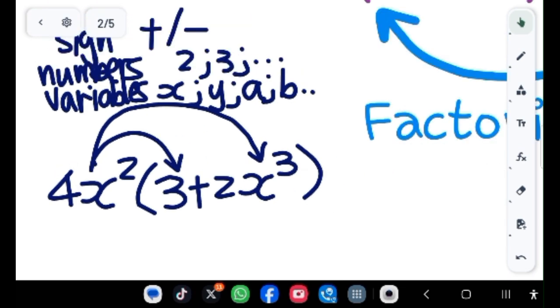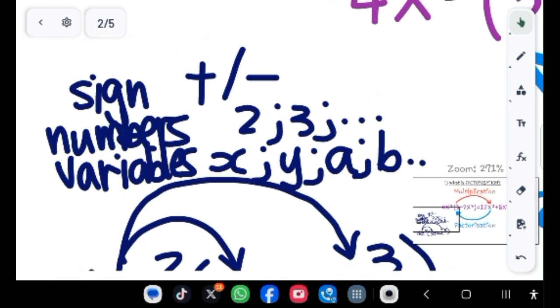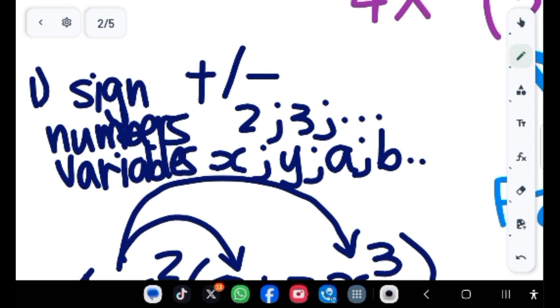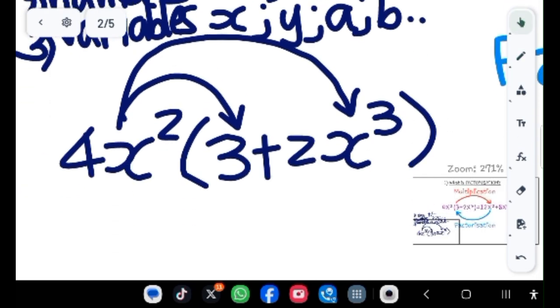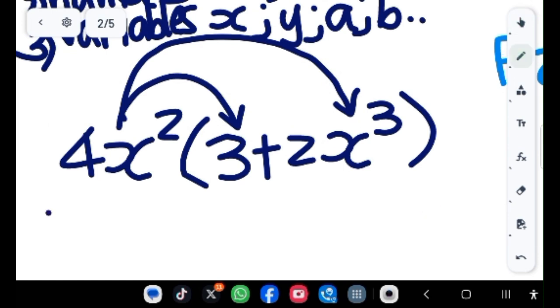So that's the process that you follow. Number 1 is signs, number 2 is numbers, and number 3 is the variable. That is the process of multiplying out. So what you do is you go equals to. Now you start with the signs. Positive times positive gives you positive, so you don't have to write it. You can leave it like this, but you can write it if you want to.